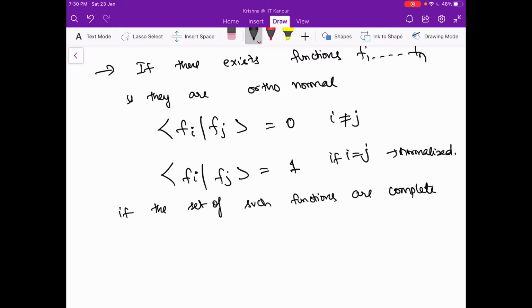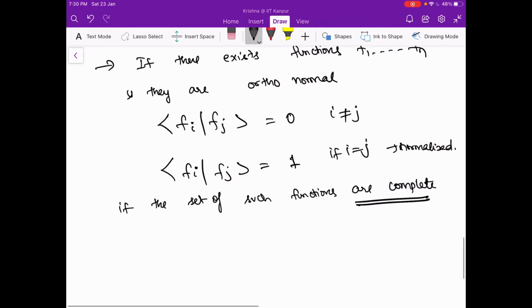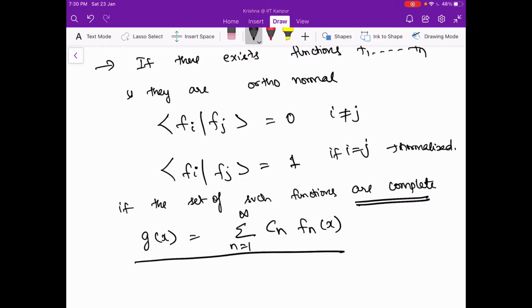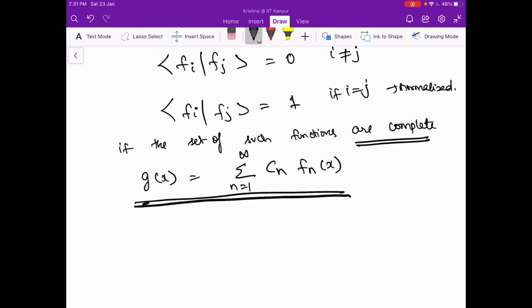what I mean by complete is any function g of x can be represented as a summation, n from 1 to infinity, of cn fn of x. So these fn's are orthonormal functions, that's what we have defined, and you have some n which is infinitely large, right? That set of orthonormal functions is said to be complete if you can write something like this. Any other function g of x can be written as a linear summation of such functions.